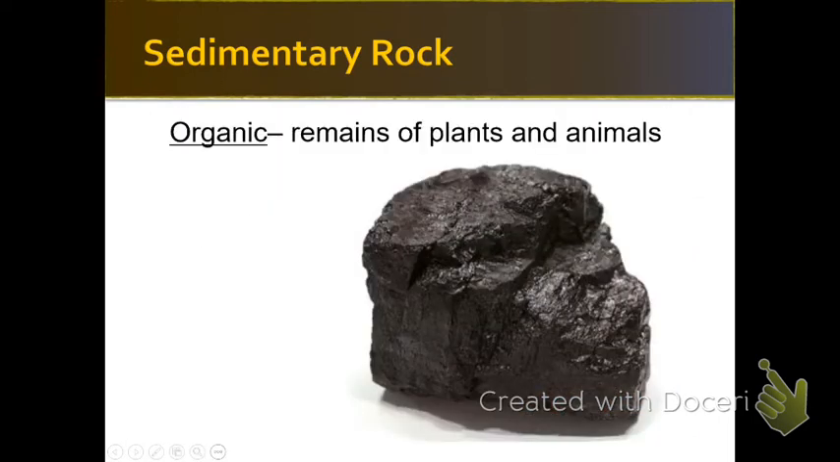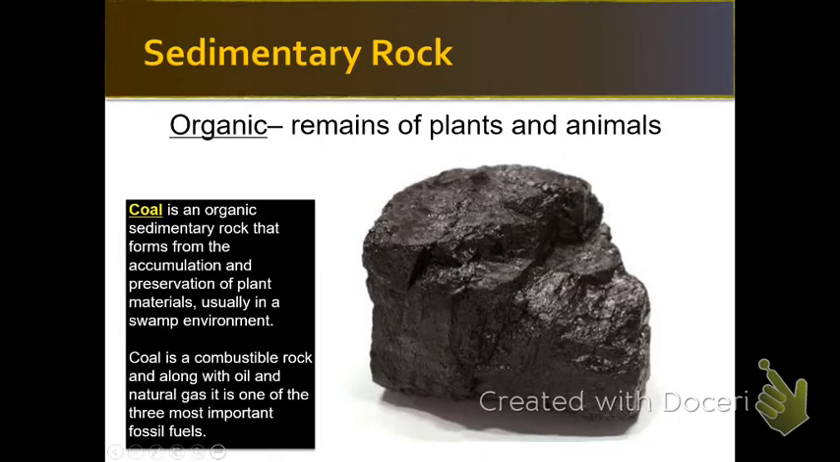The other category is organic, and organic rocks are always made from the remains of plants and animals. So coal is an example. It's basically made from old plants and old algae from the Carboniferous era, and it's used as a fossil fuel, but it is also an organic sedimentary rock because it was made from the remains of plants. If you have limestone that was made with shells, it's considered organic because it's made with the remains of animals.